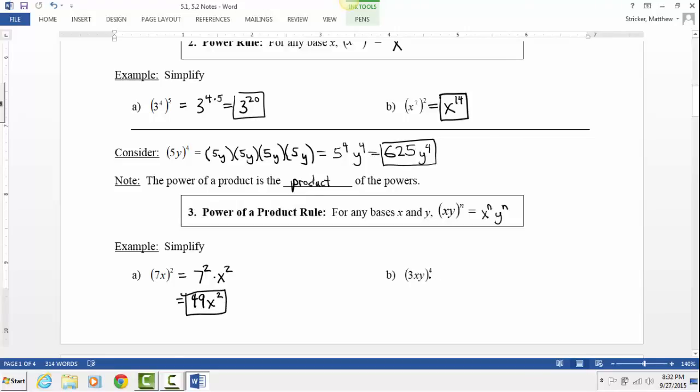We have another example. Here our product has 3 different parts, so the 3 has to be raised to the 4th, the x has to be raised to the 4th, and the y has to be raised to the 4th. 3 to the 4th is 81, that's 3 times 3 is 9, 9 times 3 is 27, and 27 times 3 is 81. This gets raised to the 4th power, and then the y gets raised to the 4th power. There you go.